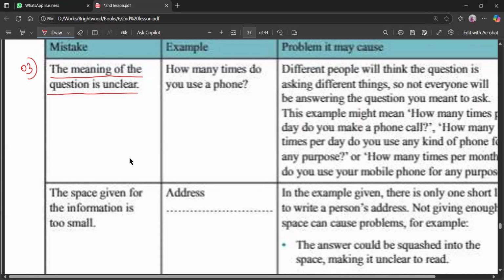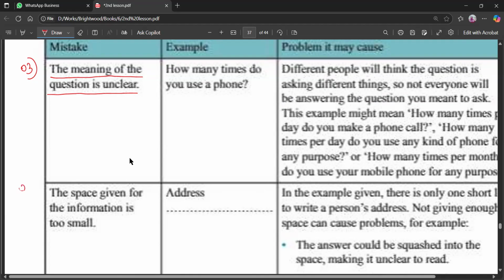Like here, different people will think the question is asking different things. How many times are you using the phone? They are asking how many times. It can be one, two, three, something like that. Or they may be asking what time. It is not clear like that.